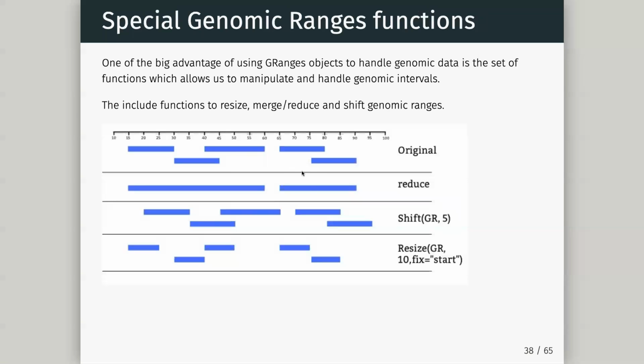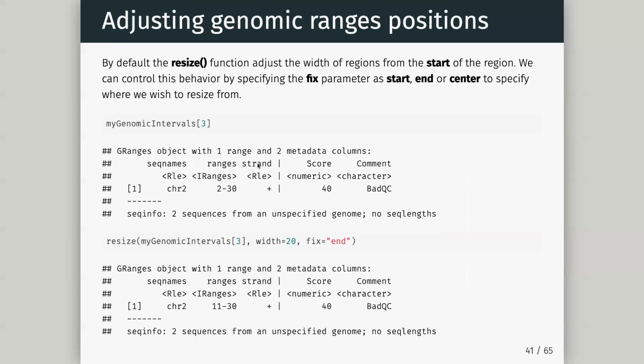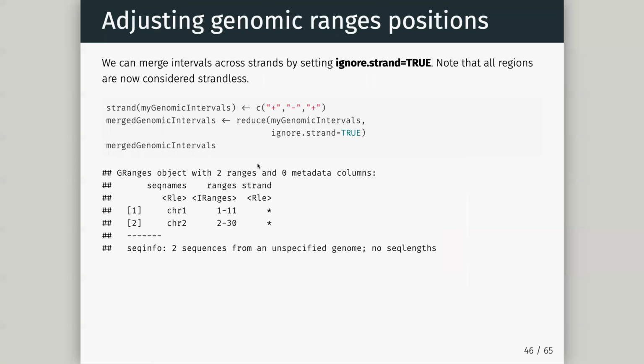We are losing information. We no longer know there were two ranges there. We'll show you later on how we can use this effectively. Effectively, it takes all these and creates our non-redundant set of intervals. Okay.